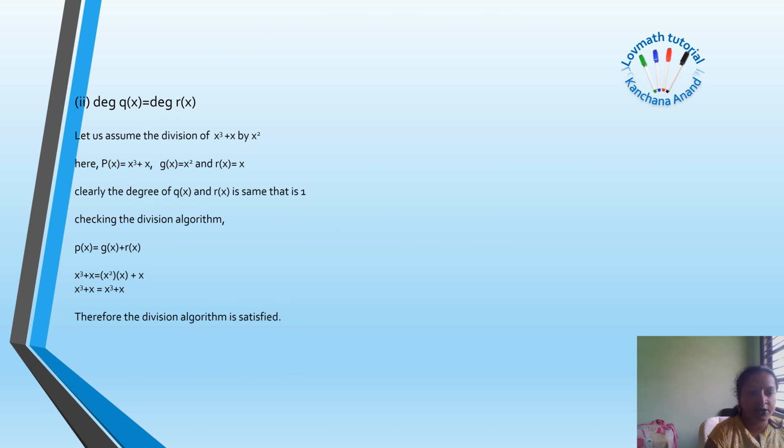Now let us solve the second part of the question, that is the degree of the quotient should be equal to the degree of the remainder, that is degree of q of x is equal to degree of r of x. Let us assume the division of x cube plus x by x square. Here p of x is equal to x cube plus x, and g of x is x square. When you divide x cube plus x by x square, we will get the quotient x and the remainder x.